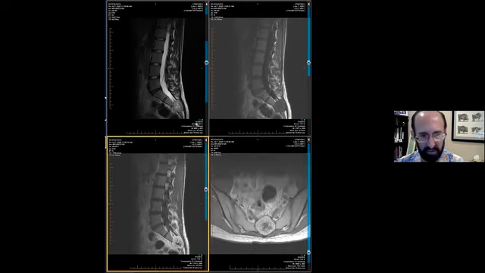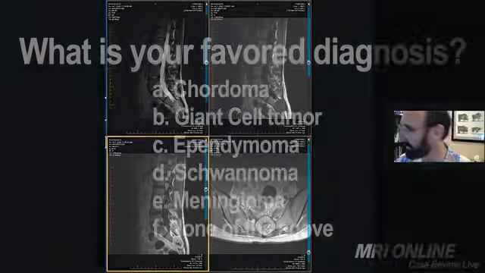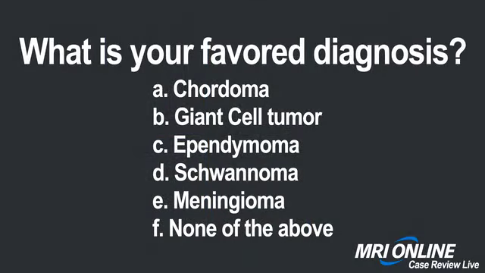All right, so based on these images, Ashley, can we have the first slide? What is your favorite diagnosis? You think this is most likely a chordoma, a giant cell tumor, an ependymoma, a schwannoma, a meningioma, or none of the above? What is your favorite diagnosis for this lesion down here? This is, I guess, at S3. So most people are going with chordoma and one person with schwannoma. Let's take the next slide.